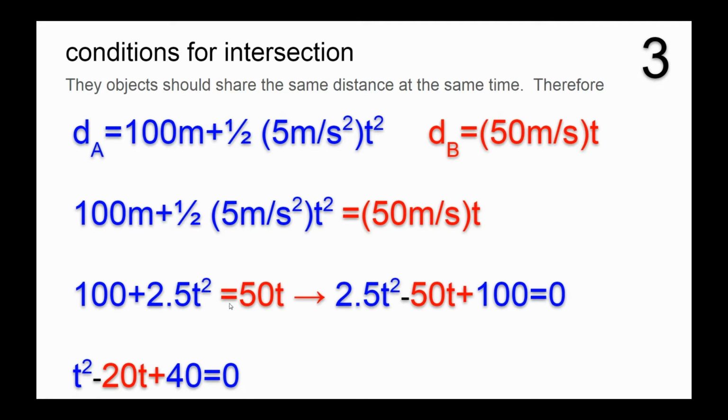Now, why do the quadratic if I can reduce these numbers first? So I can reduce 100, 2.5, and 50. I can factor them down to 2.5, 50.